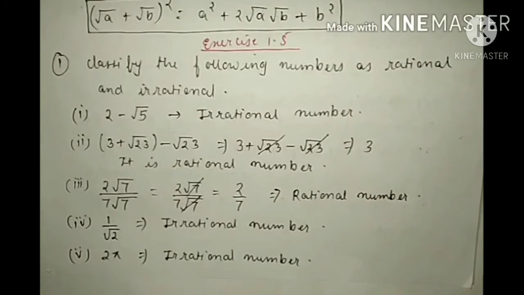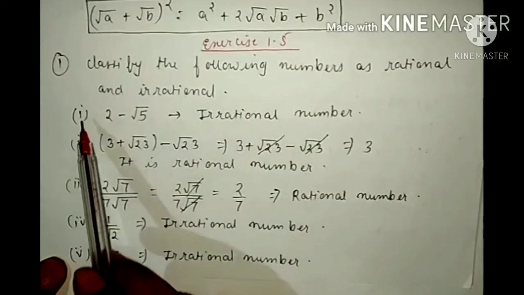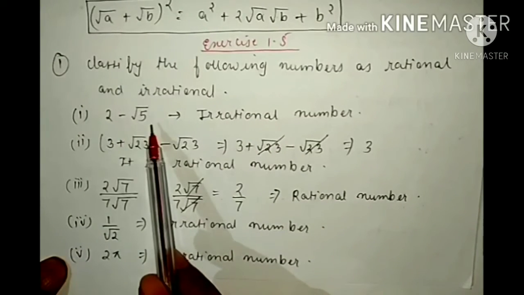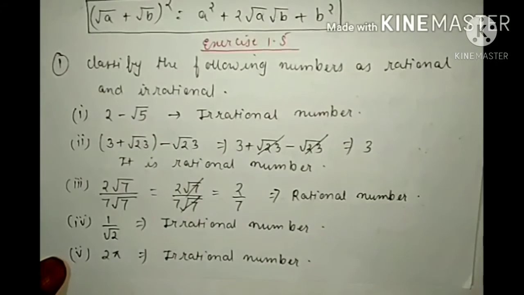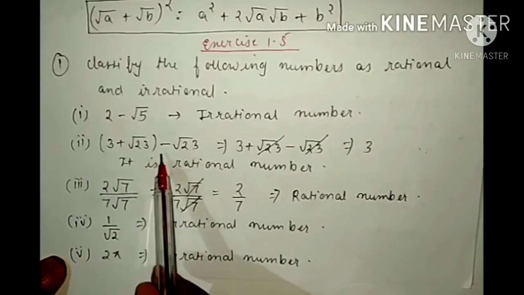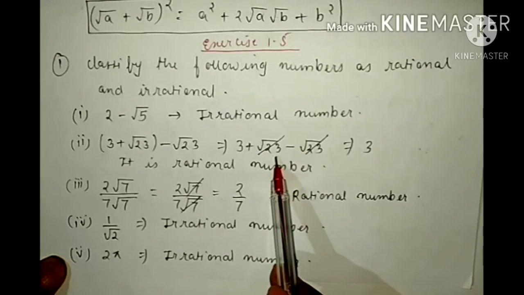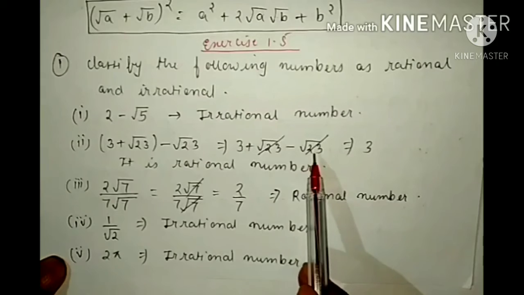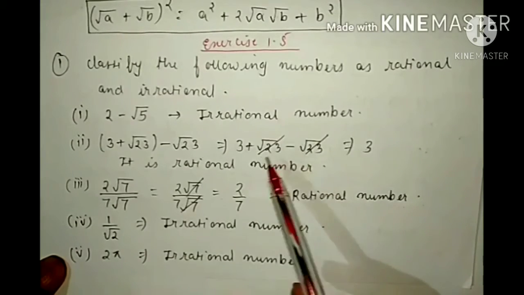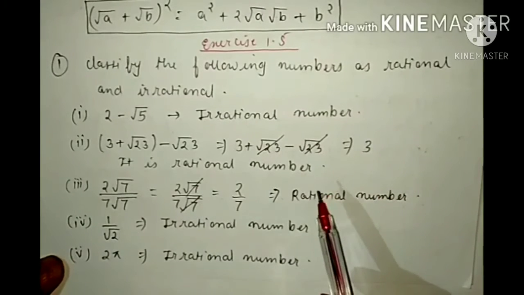Now we will start our exercise 1.5. See first question. Classify the following numbers as rational and irrational. First one is 2 minus root 5. See, since root 5 is not a perfect square, so this is irrational number. Now see second one. 3 plus under root 23 minus under root 23. Under root 23 will be cancelled, so our answer will be 3, and this is a rational number.